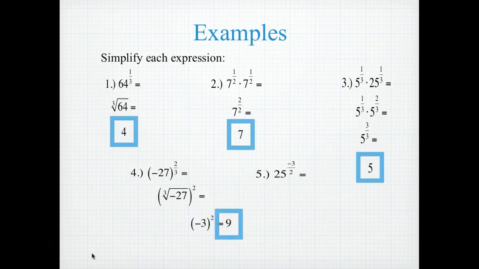Last example, we have 25 to the negative 3/2 power. Remember, negative exponents produce fractions. When we translate this into radical form, we have the square root of 25 to the negative 3 power. The square root of 25 is 5, and when we raise 5 to the negative 3rd power, we get 1 over 125. The 125 comes from multiplying 5 times 5 times 5, and we have the reciprocal because of the negative exponent. So 5 to the negative 3rd power is 1 over 125.